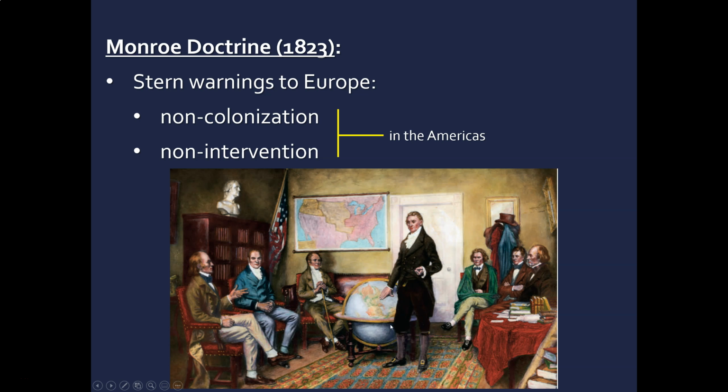Then there's the Monroe Doctrine, issued in 1823 by James Monroe. Now, this is not a law. Rather, this is just sort of a policy announcement that James Monroe includes in his annual speech to Congress, the State of the Union, we would call that today. And basically the Monroe Doctrine is a warning to European countries.